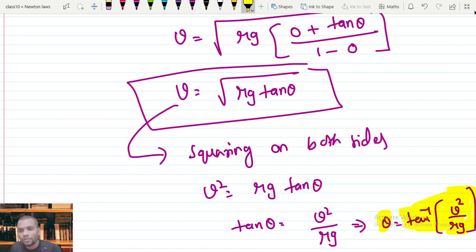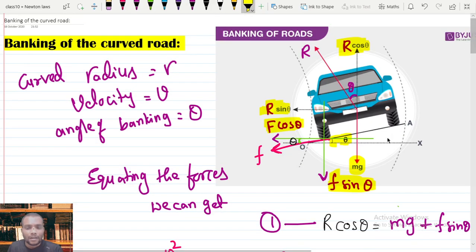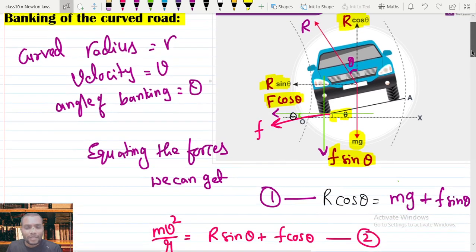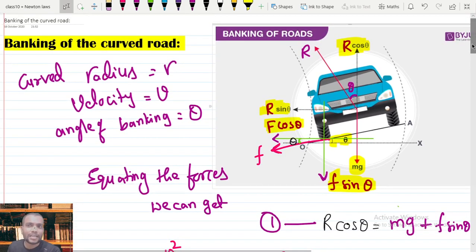So if we want to move with greater velocity, the angle of banking of the road should also be greater, because the velocity depends upon theta, the angle of banking. So this is the advantage of the angle of banking. And if the road level is increased, there is no decrease of the velocity to clear the circular turn. So this is an application of the motion in a circular path.